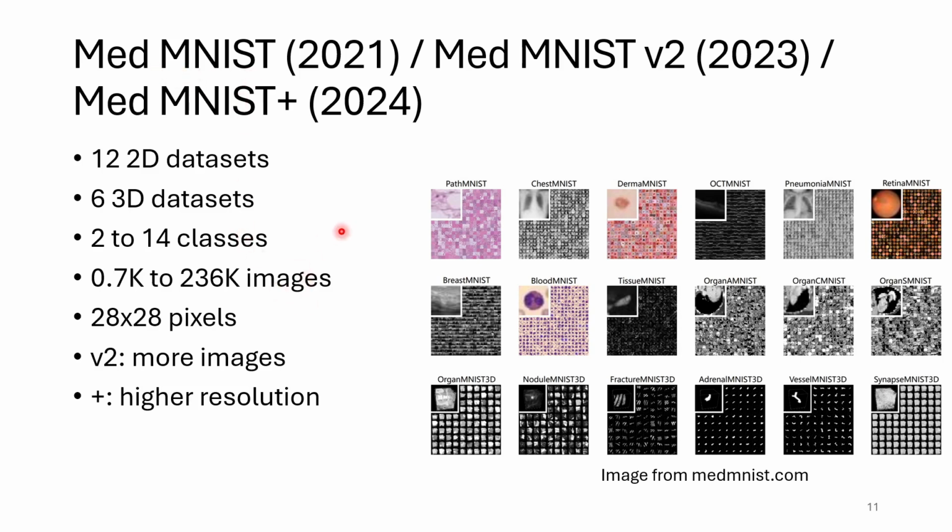So what's the difference from version 1 to version 2? Version 2 has more images. And what is MedMNIST plus? The plus means they offer not only the small images, but also larger images. It can be 64 by 64, 128 by 128, 256, etc.